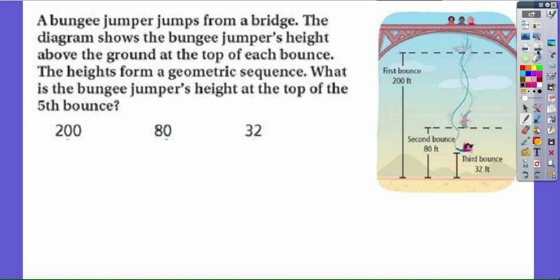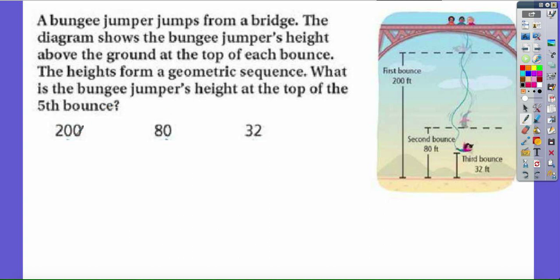So our final example is an application example. It says a bungee jumper jumps from a bridge. The diagram to the right shows the bungee jumper's height above the ground at the top of each bounce. So the first bounce, he goes up 200 feet, then 80 feet, then 32 feet. So as this is happening, it's actually forming a geometric sequence. It says, what is the bungee jumper's height at the top of the 5th bounce?